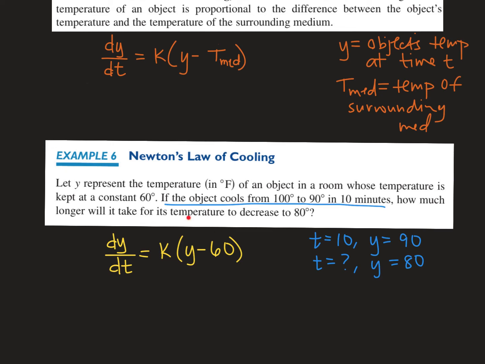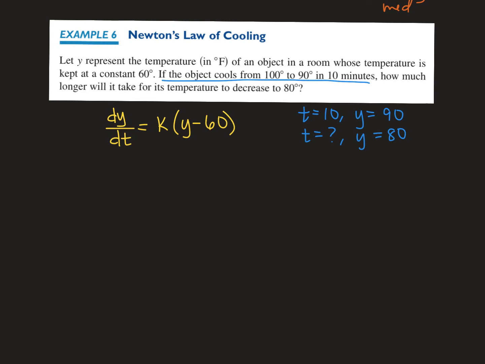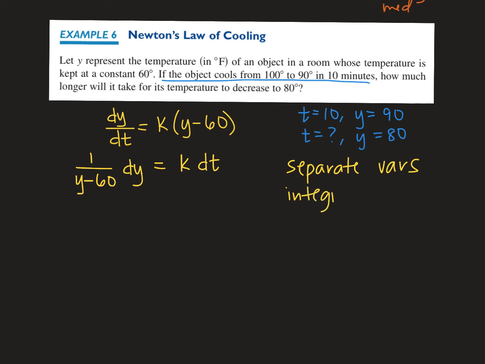Now, if you look here, we actually have to solve this differential equation, which is pretty exciting. So here's where the calculus comes into play. I am going to separate my variables. I'm going to multiply both sides by dt, and then divide both sides by y minus 60. So I'm going to have 1 over y minus 60 dy equals k dt. What's next? I have to integrate both sides. So let me write what I did here. I separated the variables. Then I'm going to integrate both sides.